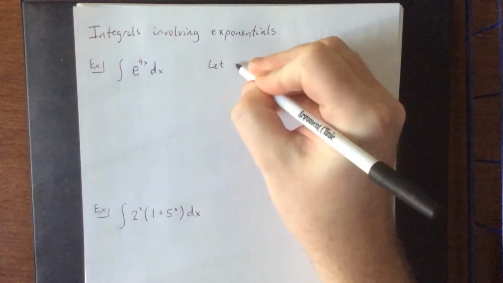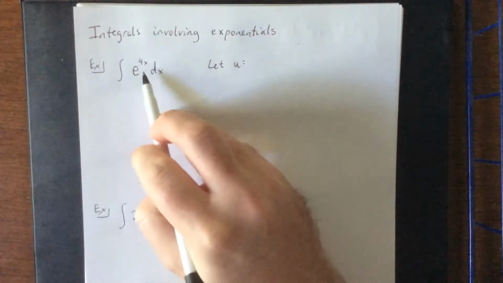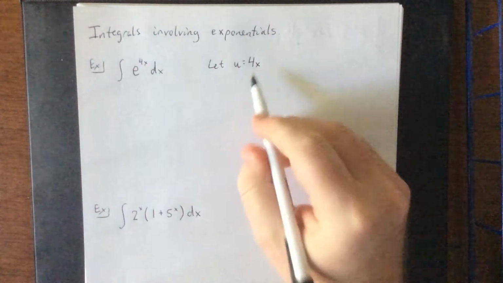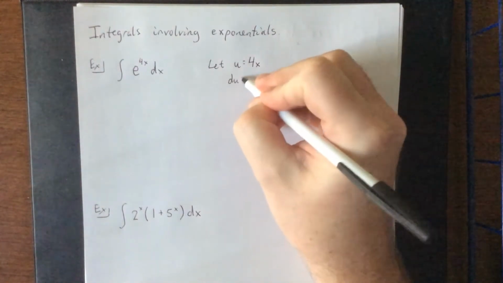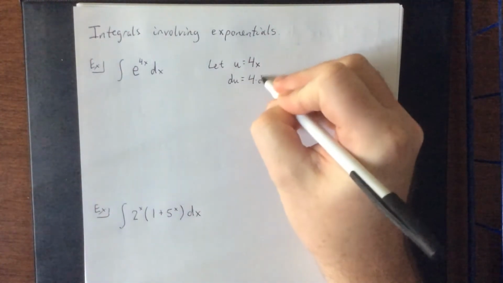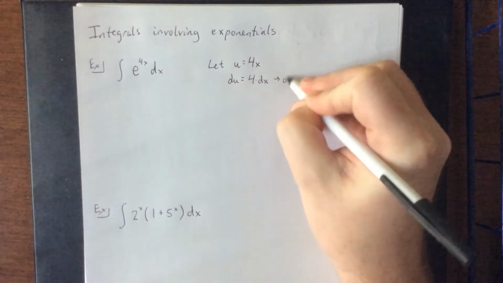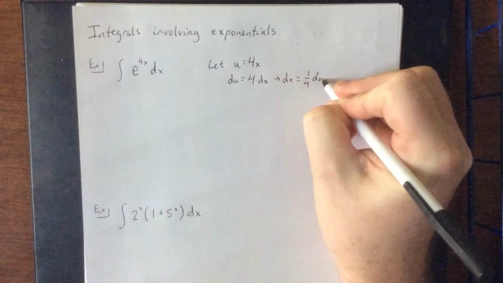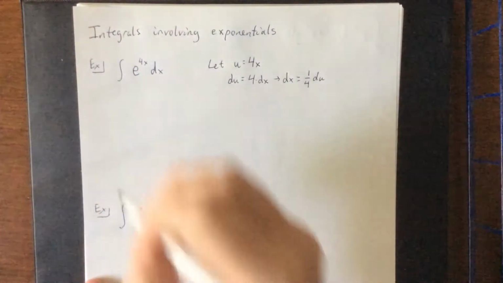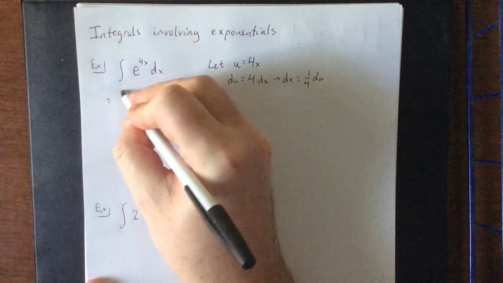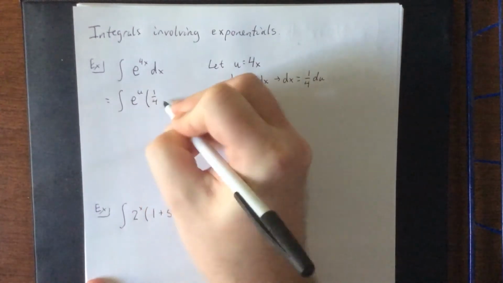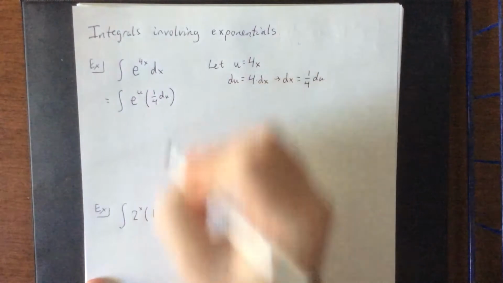So what I'm going to do is let u be equal to that inside function, and I am referring to the exponent of this exponential. So u would be equal to 4x, and du would be equal to 4 times dx. Now, solving for the differential dx lets us know that we can substitute dx as 1/4 of du, meaning that we can set this integral equal to e raised to the u power times 1/4 of du.